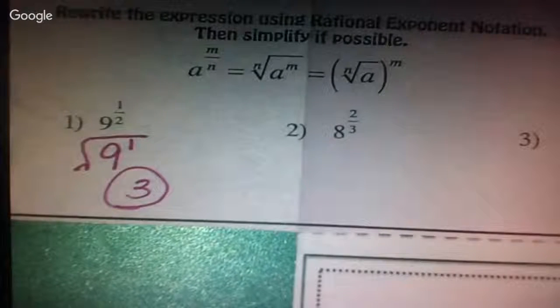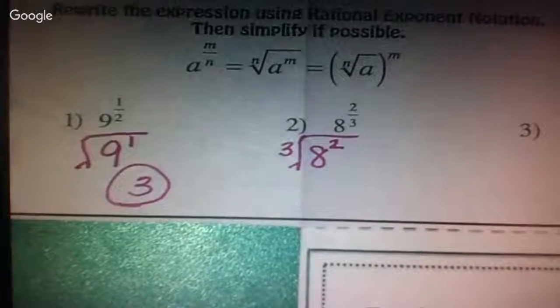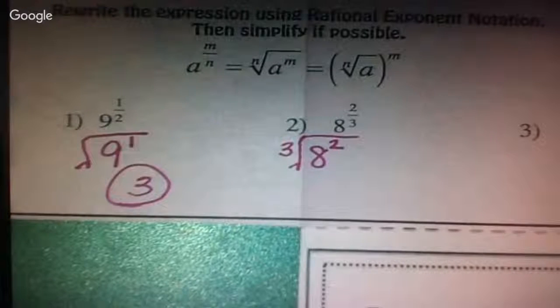So with the second one, we start off with 8, and this is squared, because the top part of my fraction is a 2. Then I want to take the cubed root of 8 squared. That's just how you draw the radical. Okay. So what's 8 squared? 64. So I actually need to find the cubed root of 64. And that answer is 4.